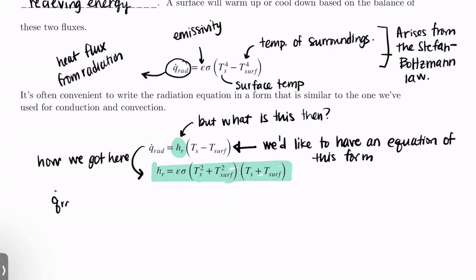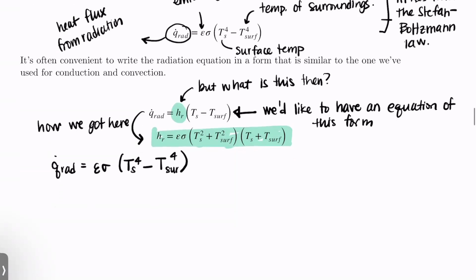So we have that Q dot radiation is equal to epsilon times sigma times Ts to the 4th minus T surroundings to the 4th. All right, and then I am going to break this apart into two products. So I have Ts squared minus T surroundings squared times Ts squared plus T surroundings squared. All right, so I've just expanded out that T to the 4th minus T to the 4th expression.